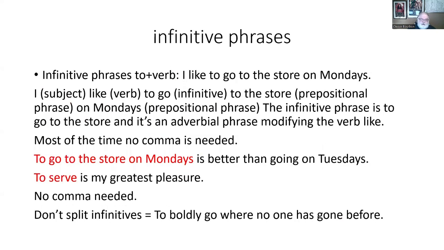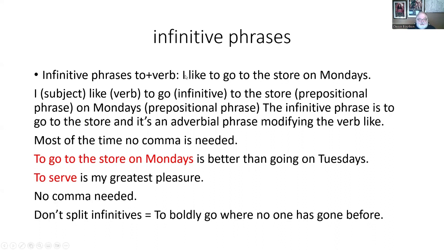All right. If you have an infinitive phrase, infinitives are the word to plus a verb, like to run, to jump. They're different from preposition to because a preposition to has to be followed by a noun, like I want to go to the store. So I put this in here on purpose. I like to go to the store on Mondays.